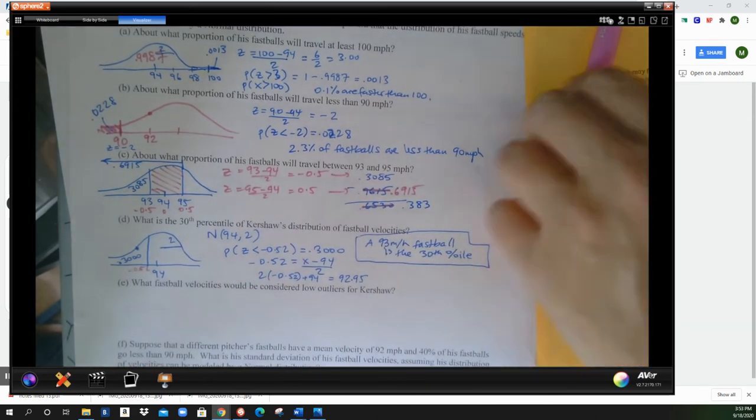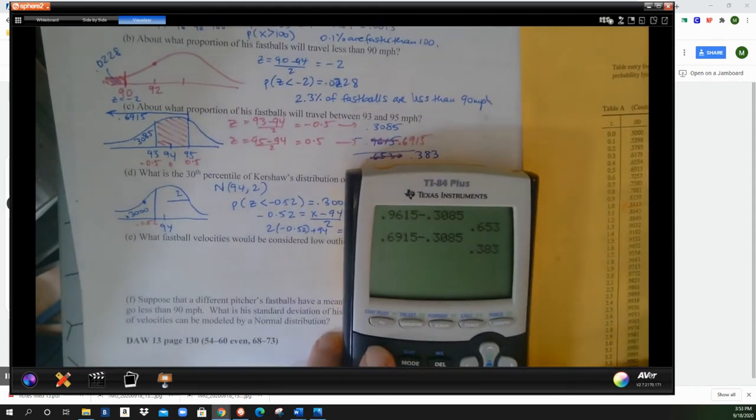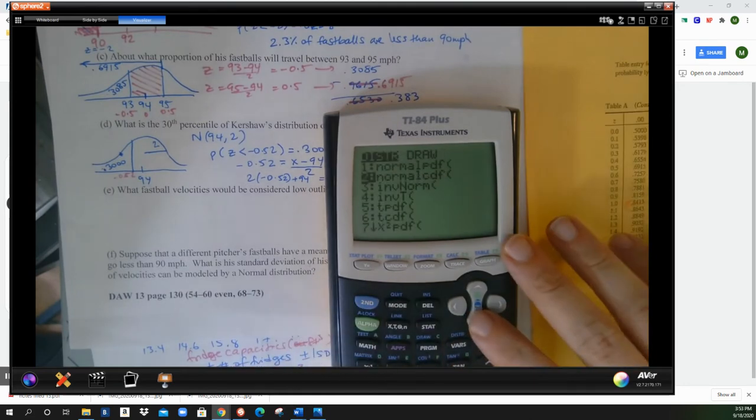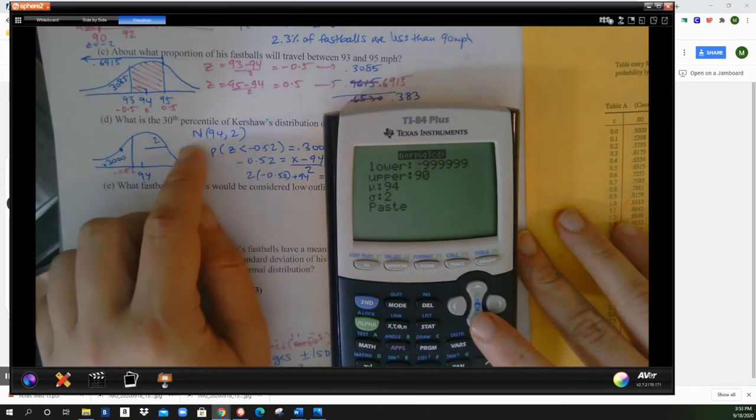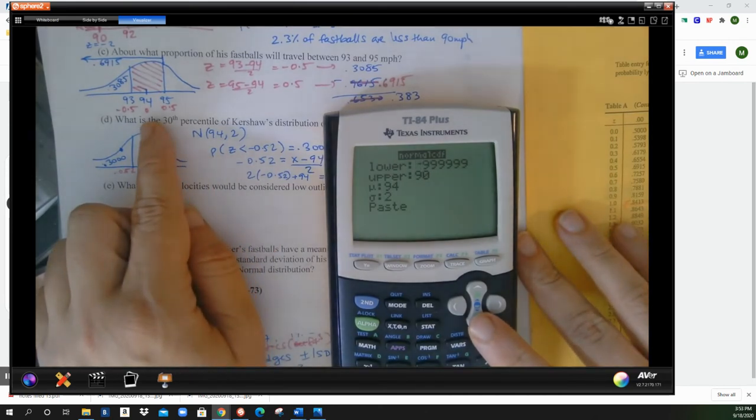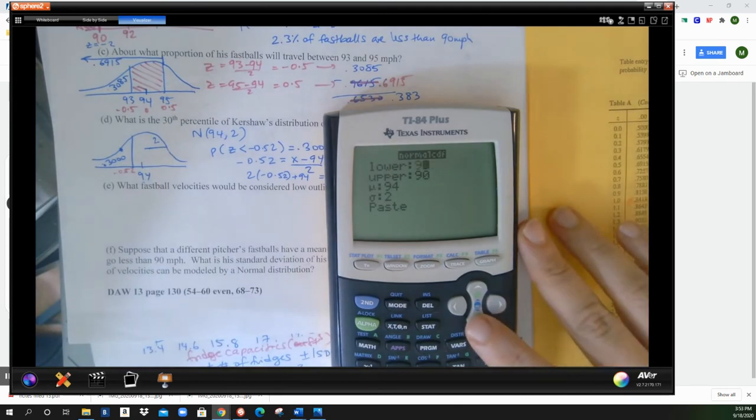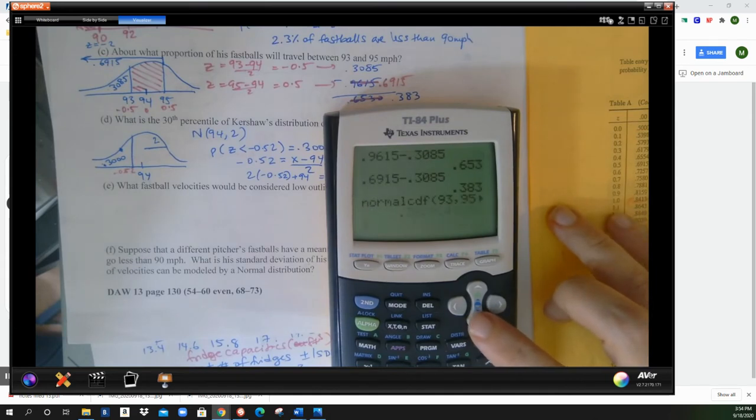All right, so calculator check for me. Go to VARS, second VARS, distribution, normal CDF. So I'm going to between now. So this is where my lower and upper bounds don't have to be weird infinity substitutions, right? So I'm starting at 93. I'm going to 95. My mean is 94. Sigma is 2. This is where this really pays off, right? Hey, I got my answer.